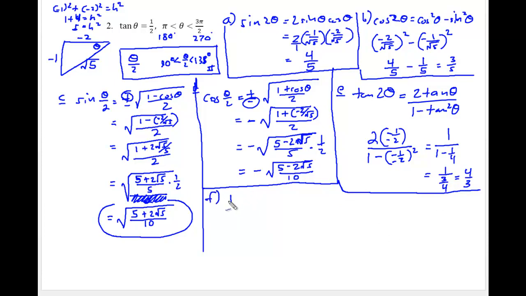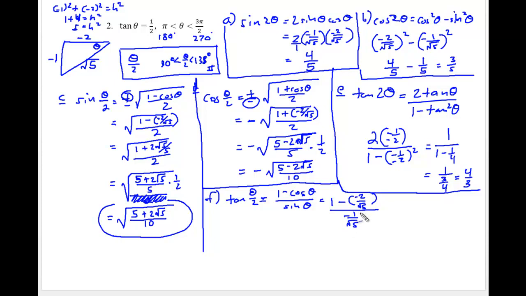Part F is taking the tangent of theta divided by 2. And the step I want to do is take 1 minus cosine theta divided by sine of theta. Okay, so in my numerator I have 1 minus, and my cosine is going to be negative 2 over the square root of 5, all divided by sine. And the sine is going to be negative 1 over square root of 5.